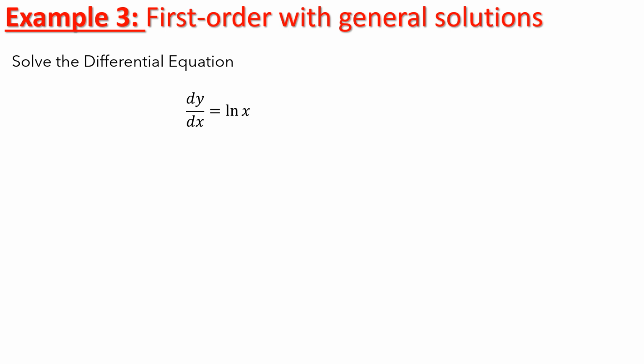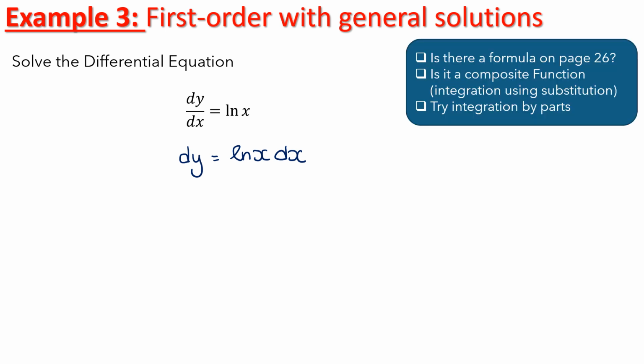So this is our last first order with general solutions. Very straightforward to separate. So step one, we separate. So I have dy equal natural log x dx. Now, that might seem like, oh, lovely question. However, when we go to actually try and integrate that right-hand side, the left-hand side is fine, it's perfect. The integral of dy is just y.